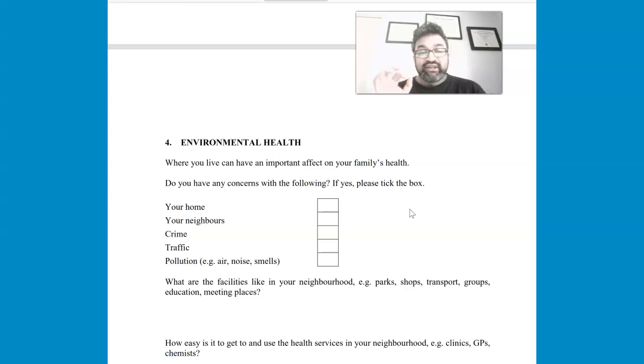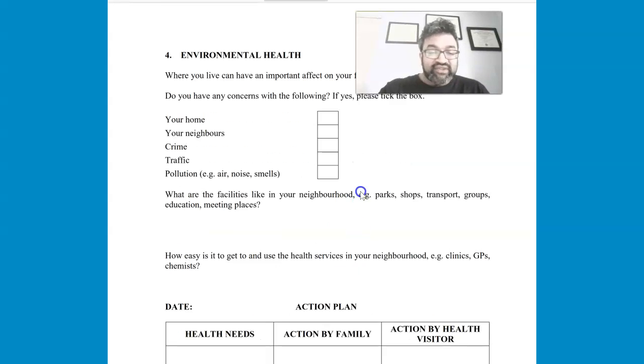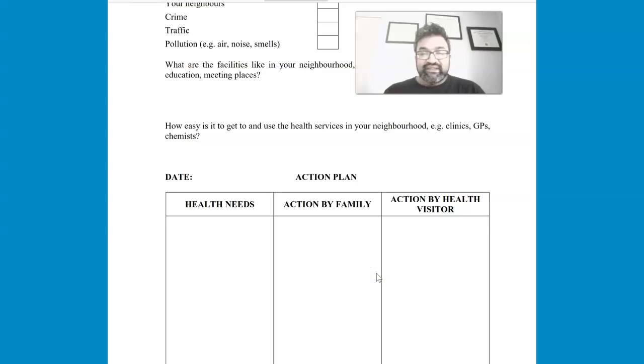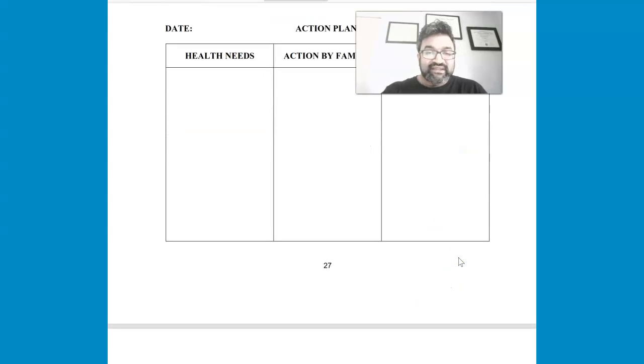And this is where you're looking for things like pollution, air pollution, of course, very important to overall physical health. In my personal research, I actually established that connection. But noise pollution, the proximity to hazards, smells, maybe traffic, crime, firearm use, neighbors, home, things like that. How is the neighborhood? Parks, shops, are there places for fresh foods? Education, meeting places. How easy it is to get the health services that you need. For instance, clinics, general practitioners, pharmacists, things like that.